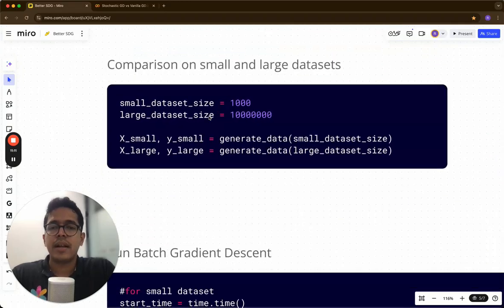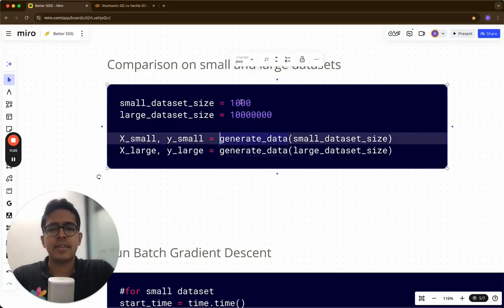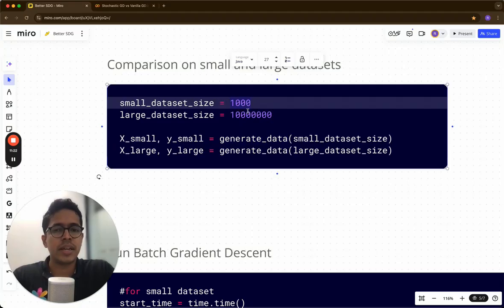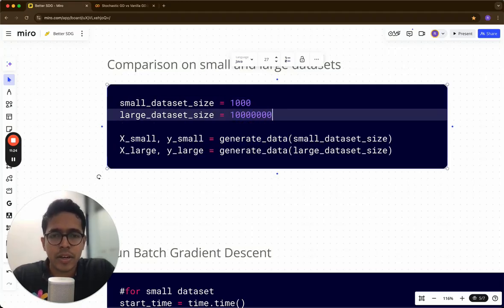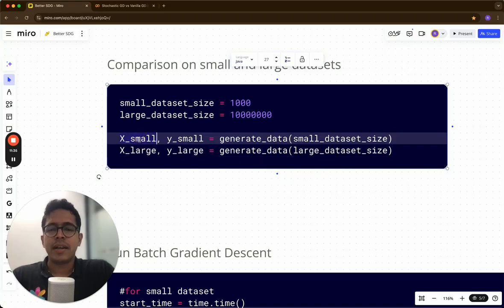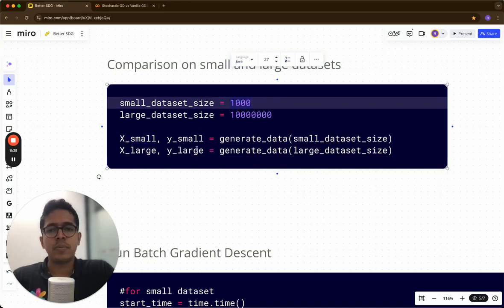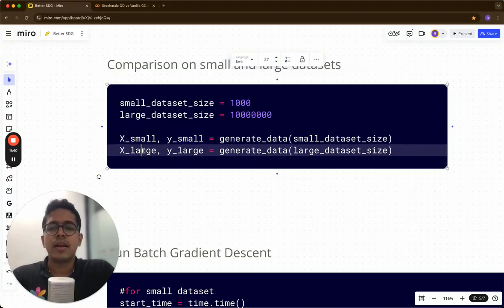All right, now we have two data sets. We'll be defining a large data set and a small data set, and then we'll be generating data with this many data points, 1000 data points, as well as, I think this is 10 million. So these many data points, we can play around with these numbers. We'll be generating x values for just 1000 points and corresponding y values, and x values for these many points and corresponding y values.